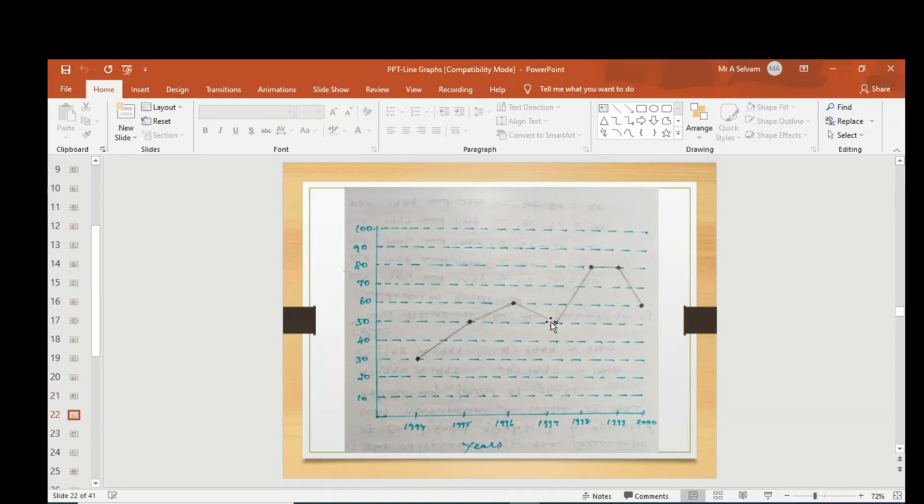According to this line graph, they have given a single line. In 1994, 30; 1995, 50; 1996, 60; in 1997, again decreasing, 50; in 1998, 80; in 1999, there is no change, again 80; in 2000, it is falling, 60.